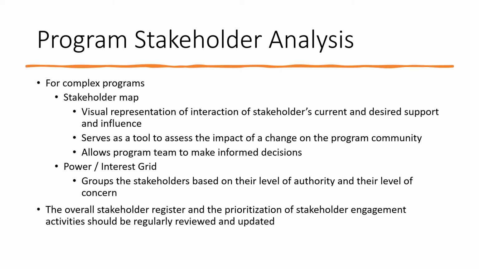The second important tool we can use is a power and interest grid. This helps you group the stakeholders based on their level of authority, which is power, and their level of concern, which is interest. So you can build it. The overall stakeholder register and the prioritization of stakeholder engagement activities should be regularly reviewed and updated by the program manager.